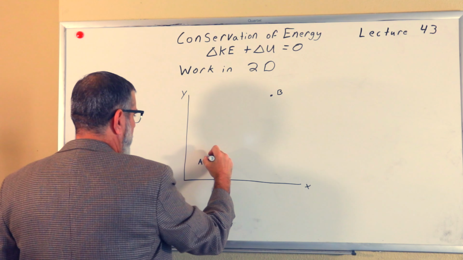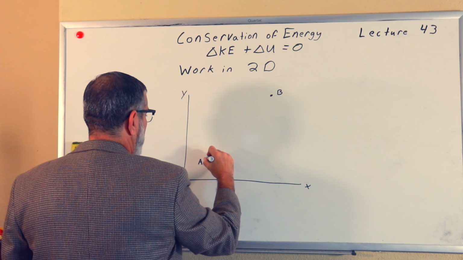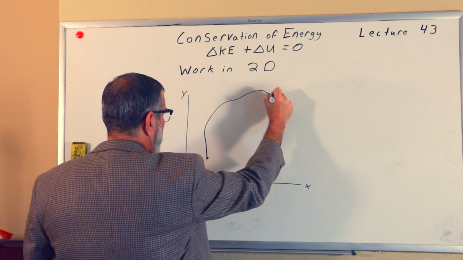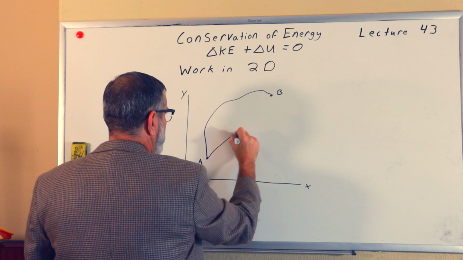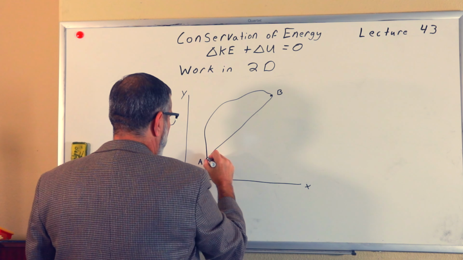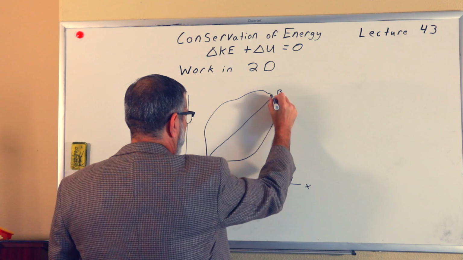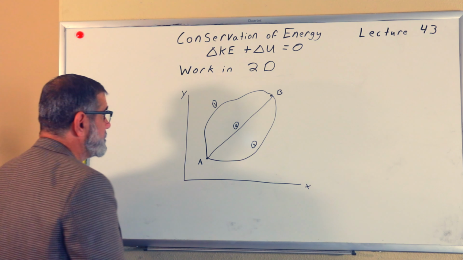And I want to talk about the work that I do through three paths, okay? So I've got one path that comes along to here. I've got another path which pretty much goes straight to B like that. And another path which comes around like this. And I'll call this path 1, call this path 2, I'll call this path 3, right?